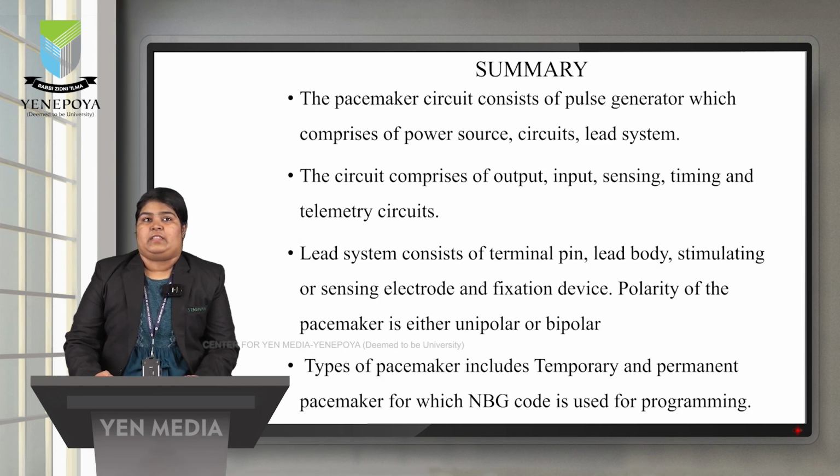To summarize, the pacemaker circuit consists of the pulse generator, which comprises the power source, the circuits and the lead system. The circuits comprise the output, input, sensing, timing and telemetry circuits. The lead system consists of the terminal pin, the lead body, the stimulating or sensing electrode and the fixation devices, which are active and passive mechanisms, and the polarity will be unipolar or bipolar. The types of pacemaker we have already discussed are temporary pacemaker and permanent pacemaker, and for the permanent pacemaker we use the NBG code for programming. Thank you.